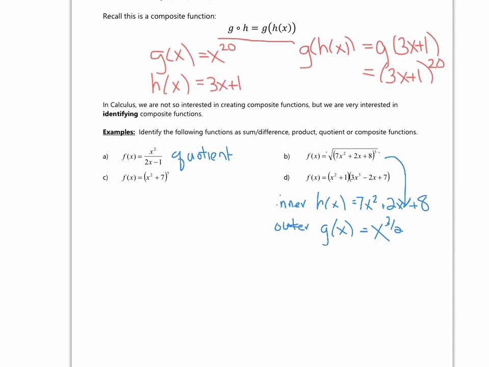Okay, taking a look at C, hopefully you can see that this is also a composition of functions, much like the one above. So our inner function, our h of x, is x squared plus 7, and our outer function, our g of x, is x to the 7, right? And you can remind yourself of composition of functions. And of course, this one right over here is simply a product of two functions, okay? So we're going to learn now how to take the derivative of these composite functions.